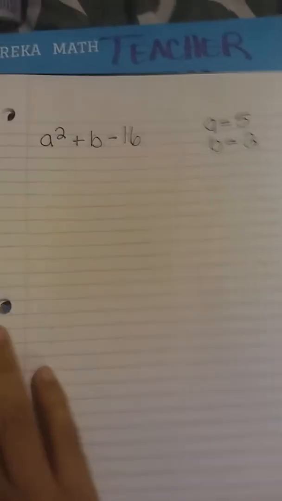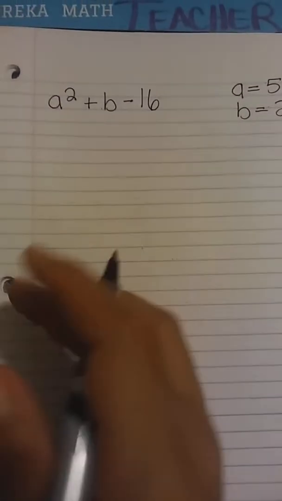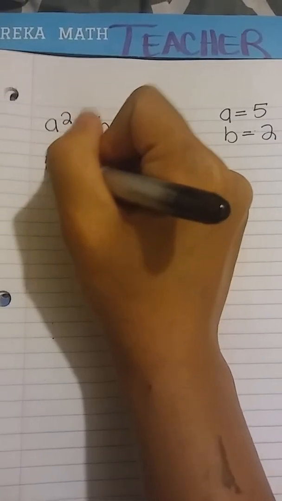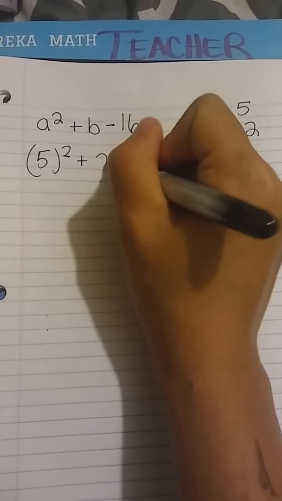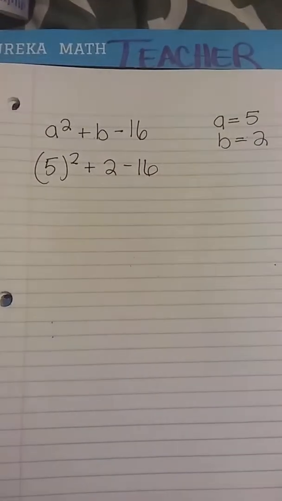For number 3, it states a squared plus b minus 16, and it gives you a equals 5 and b equals 2. Alright, once again, just go ahead and plug it in using parentheses. So we have a is set to equal 5 and b is set to equal 2. And bring everything else down.